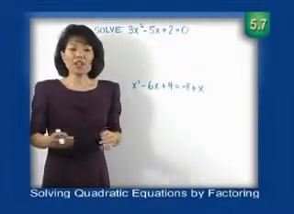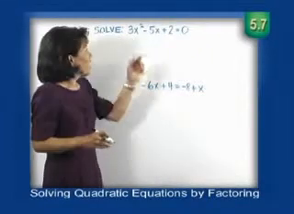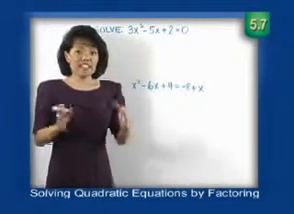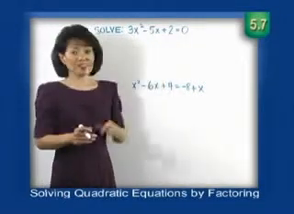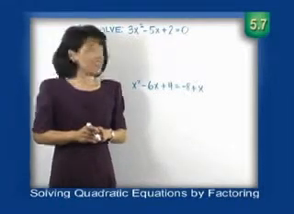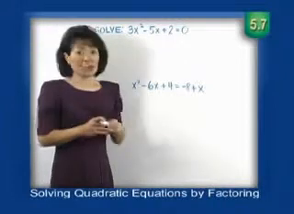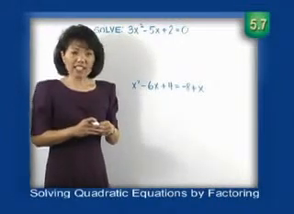Now the reason why this is called a quadratic equation is because it has a variable to the second power. Secondly, it's an equation because it has an equal sign. That's what we need to look for when we're solving these equations: look for that x squared and look for that equal sign. Then you know you have a quadratic equation.